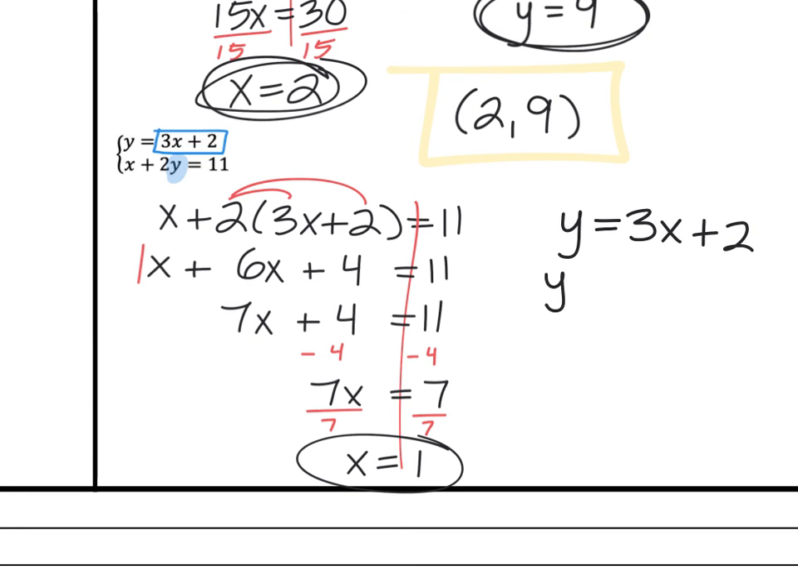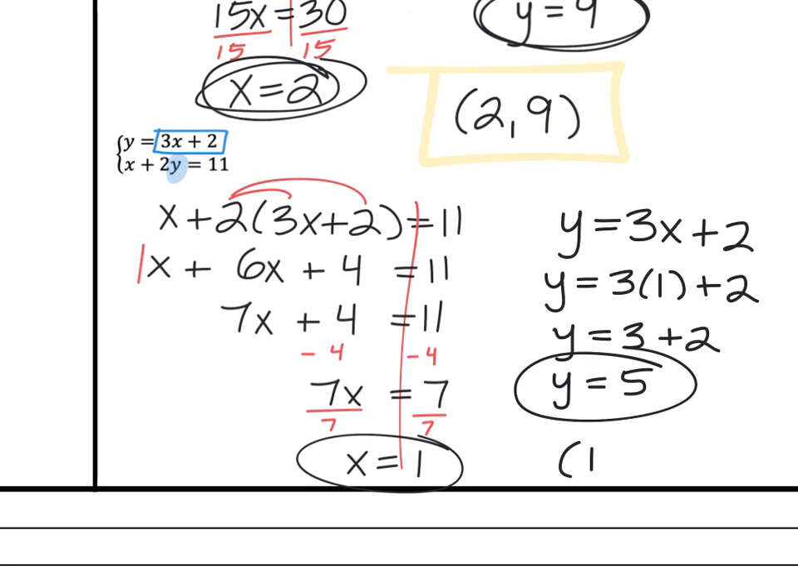So plug in 1 where x is. 3 times 1 is 3. So what is y equal to? 5. Okay, write your final answer as a point if you want full credit. It's the answer 1, 5. There we go, 1, 5. You can always check your work for these by taking that point and plugging into both equations to make sure it works out for both.